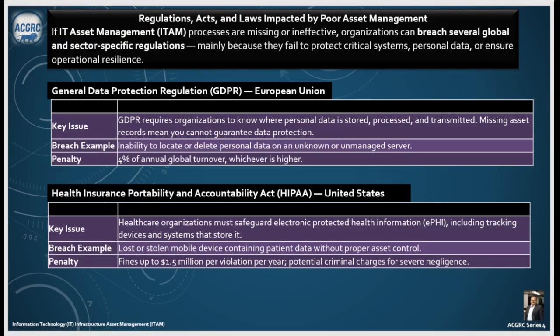Let's now look at regulations and acts which get impacted when you have a poor asset management process. If IT asset management processes are missing or ineffective, organizations can breach several global and sector-specific regulations, mainly because they fail to protect critical systems, personal data, or ensure operational resilience. Let's take the case of GDPR.